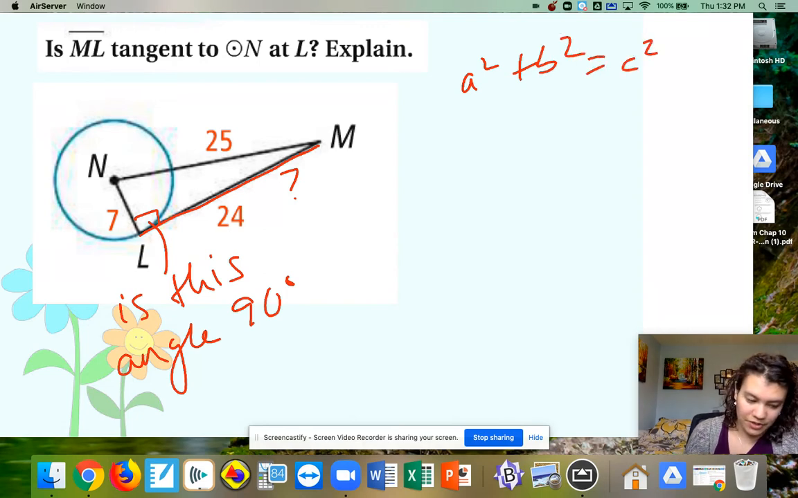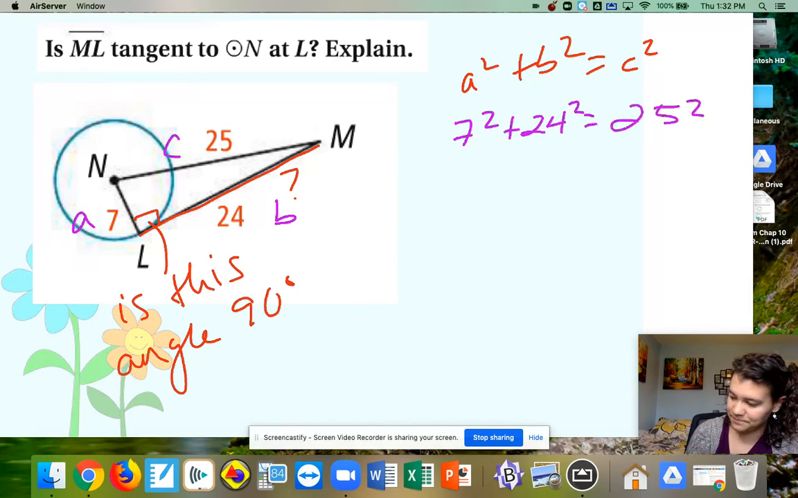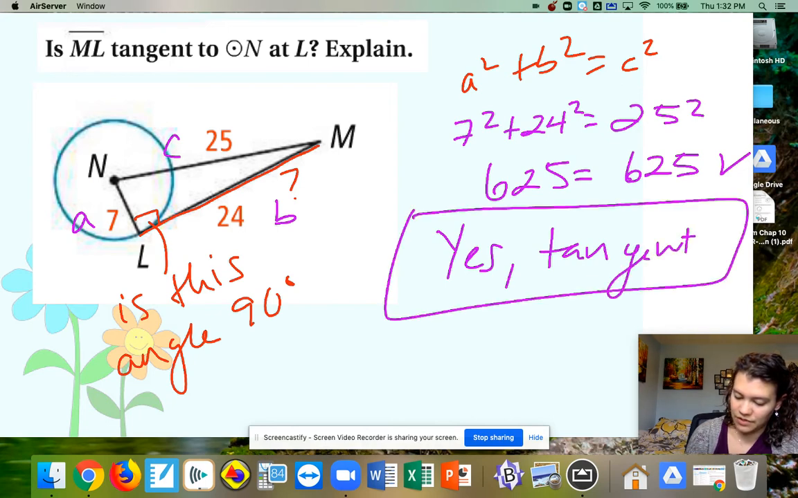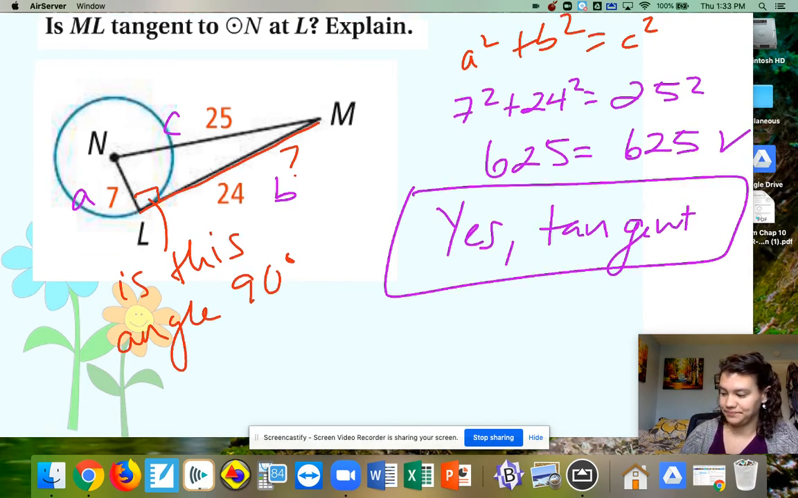So the hypotenuse would be this. This would be a, this would be b. So 7 squared plus 24 squared equals 25 squared. Put this into a calculator. You'll get 625 on this side, 625 on this side. It worked. So yes, this is tangent. If you got two different numbers like 625 and 530, then it would not be a tangent because you didn't get a right triangle.